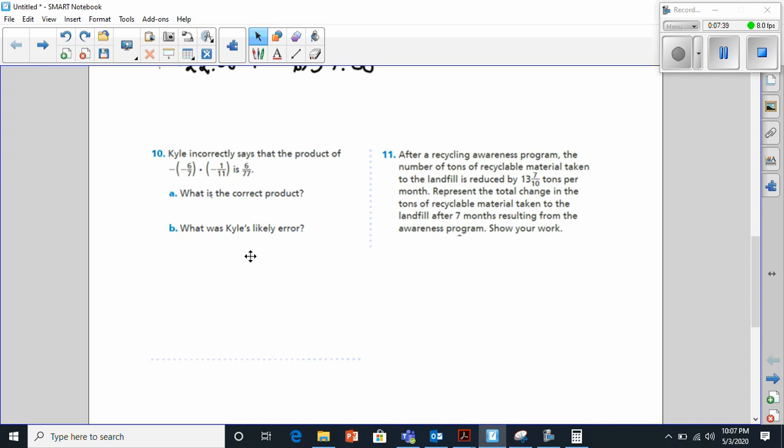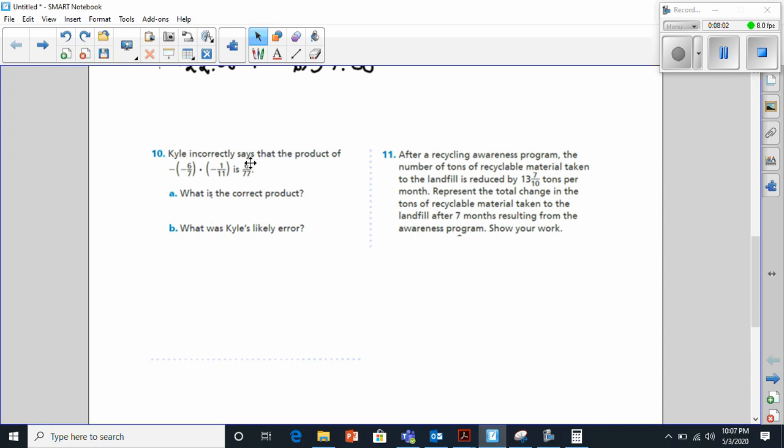Number 10, Kyle incorrectly says that the product of negative times -6/7 times -1/11 is a positive 6/77. What is the correct product? Well, first of all, remember that a negative times a negative gives us a positive. But now we're multiplying it to another negative. So 3 negatives is going to give us another negative.